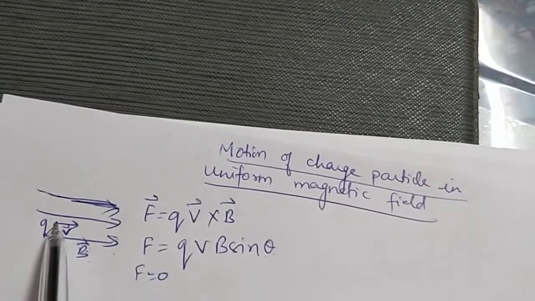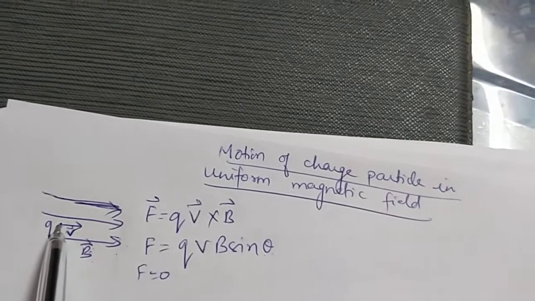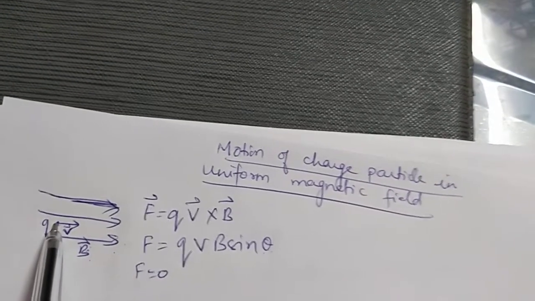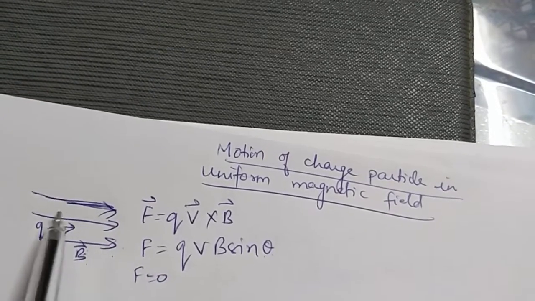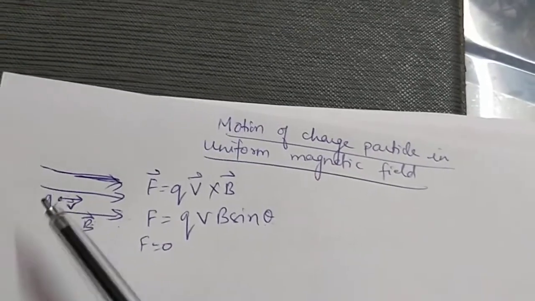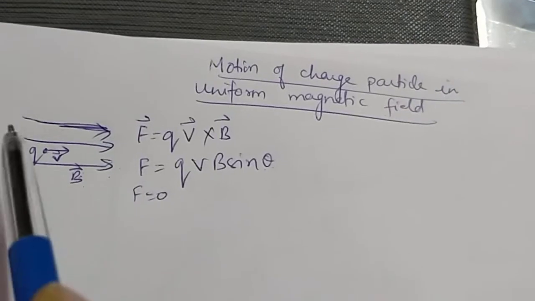But if it were an electric field, the charge would have accelerated or decelerated. Here, because it is a magnetic field, there is no force acting on it, and the speed remains the same, and the direction also remains the same.